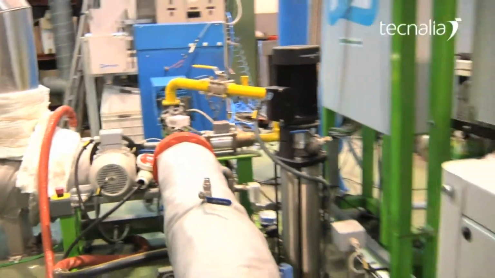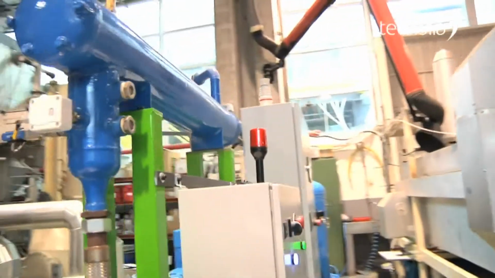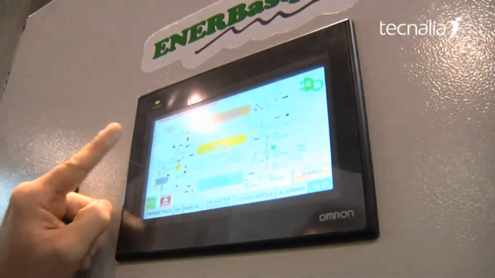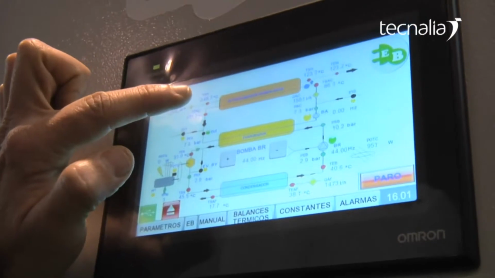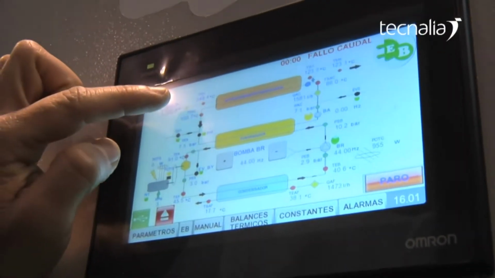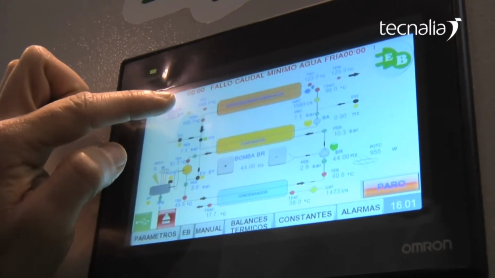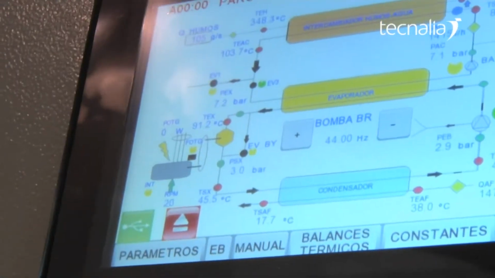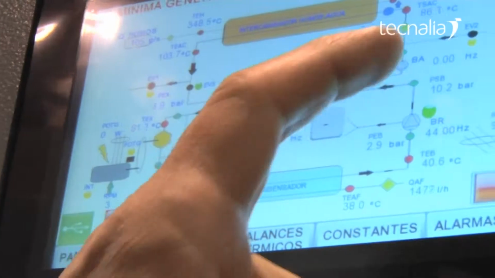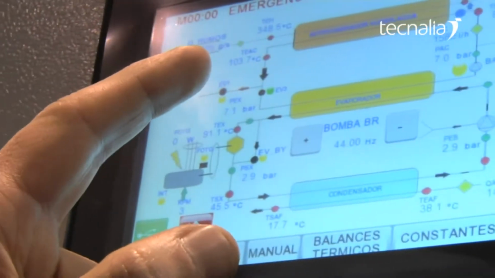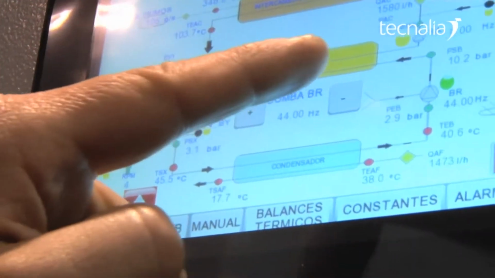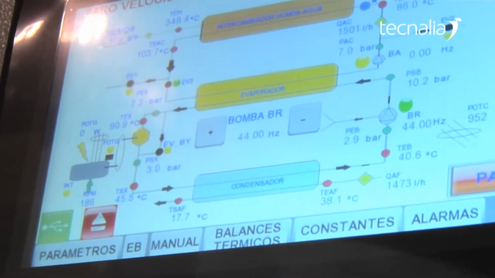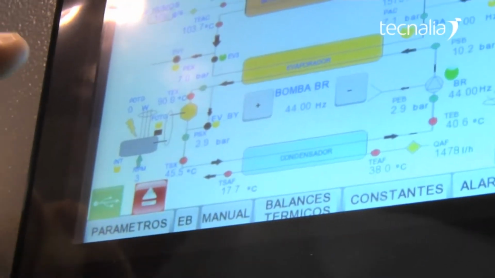Now we are going to show the control panel of this ORC system, where we can see the different parameters of temperature and pressure. We have 3 different elements. The orange one is the heat exchanger. Gases are entering at 350 degrees C and going out of the heat exchanger at 125, and they are heating the water from 86 degrees C to 104 degrees C. This hot water goes to the evaporator with a flow rate of 1,500 liters per hour, and here they deliver the heat to the organic fluid.